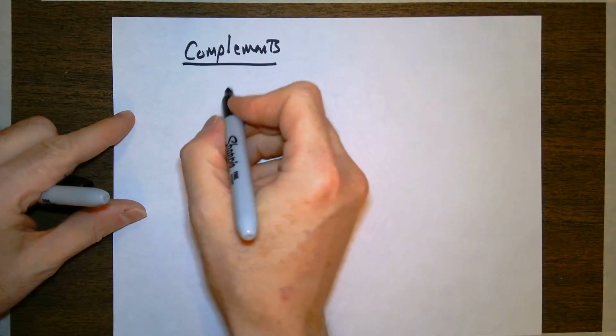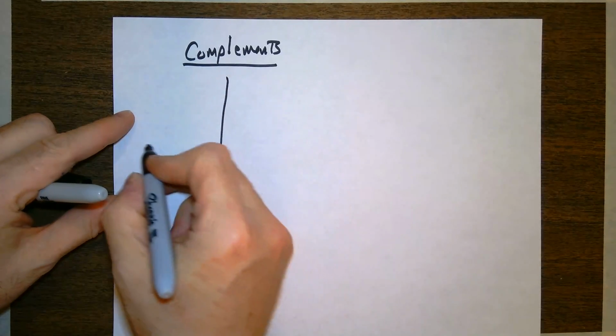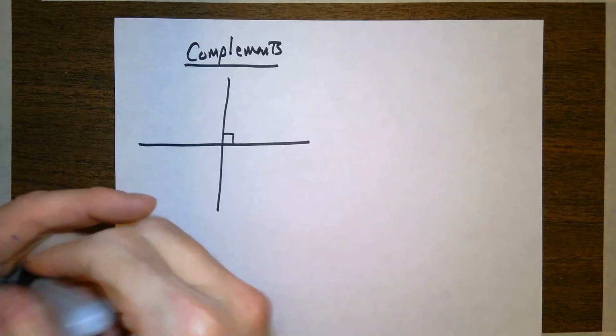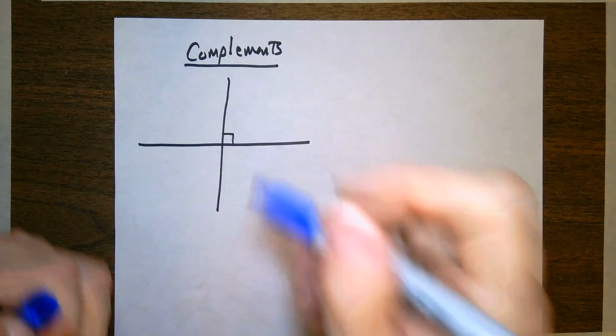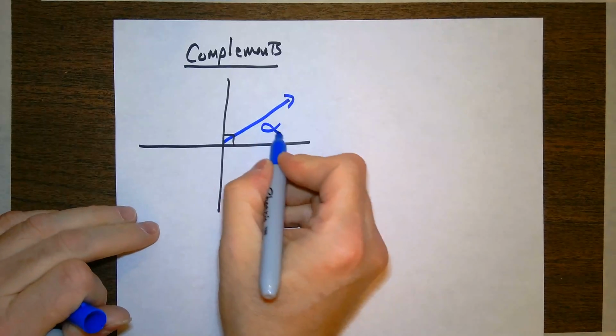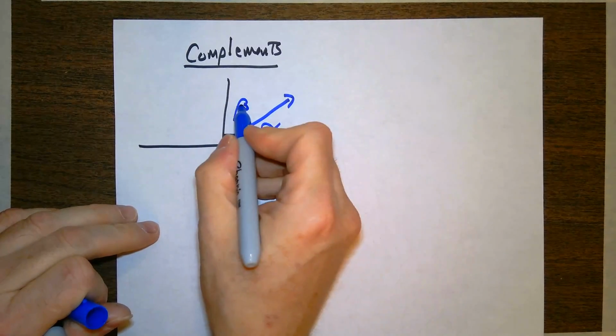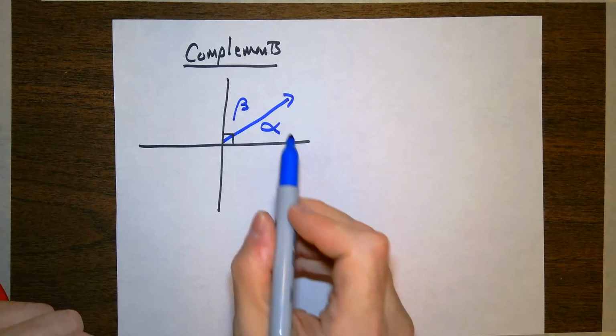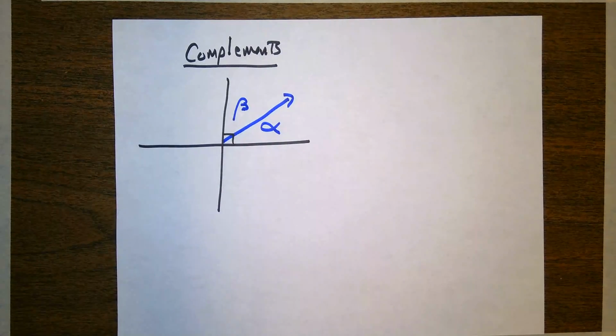Complementary angles are two angles that add up to 90 degrees. So if I look on my axis, and I just put in any angle here, and I've got angle alpha and angle beta, clearly the two angles add up to 90 degrees, so they would be complementary. I can also have supplementary angles.